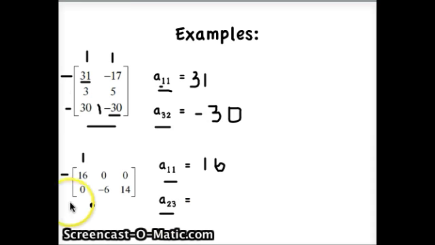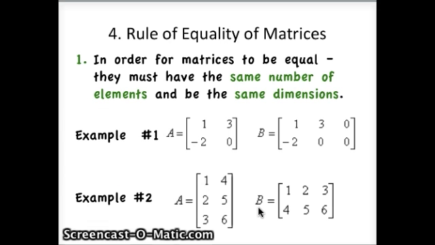The A23 would be second row, rows are always first. Second row, third column, so 1, 2, 3, that would be 14. So our A23 would be 14 in this case. So check and make sure that you got those correct. Again, rows by columns. All right, so next we're going to do the rule of equality of matrices.